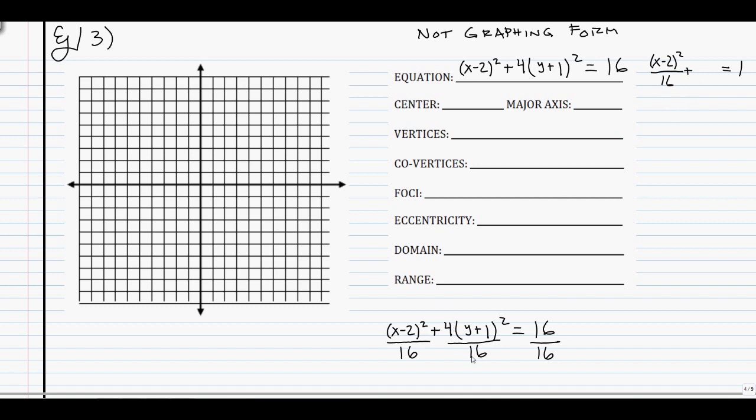Notice on this guy, 4 over 16. Well, 4 over 16 simplifies. This becomes a 1, which we don't even have to write, over 4, because 4 over 16 is just 1/4. That means the second term can be written as (y + 1)² over 4.